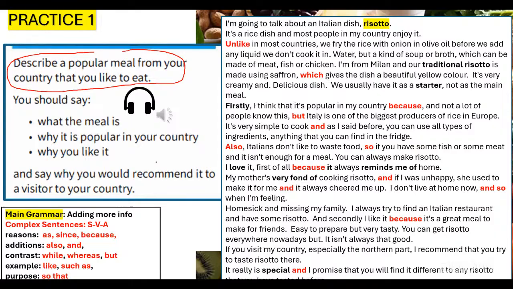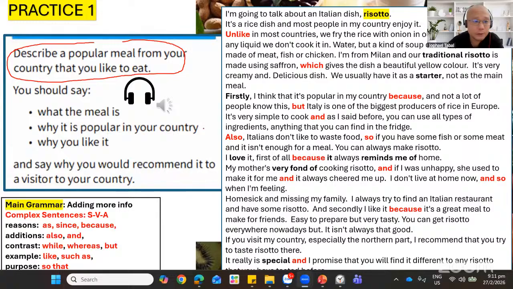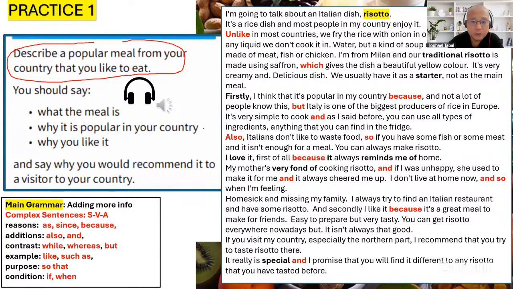Sorry, teacher. Right. So I will give you this as your homework, everyone. So I want you to prepare your answer for this question, okay? So again, the question here asks you to describe a popular meal from your country that you like to eat, okay? So there's a model answer here. And what you need to do is do this as your homework. And if you can still meet on Sunday, I'd like you to speak your answer in the class, okay? So that's all for today's meeting, everyone.